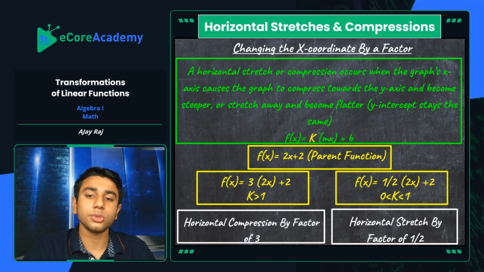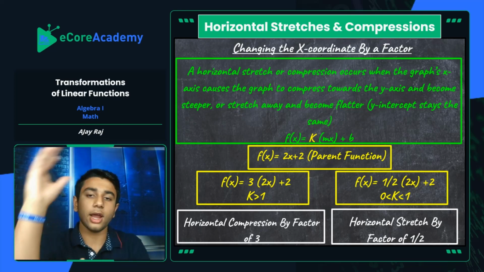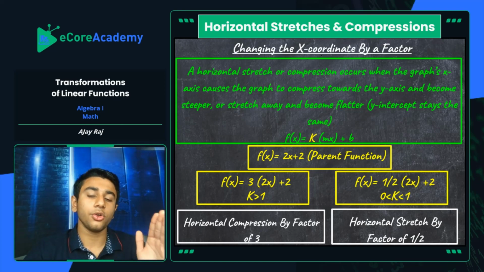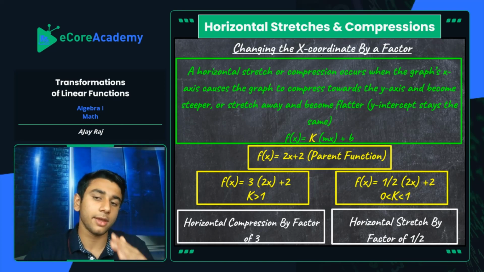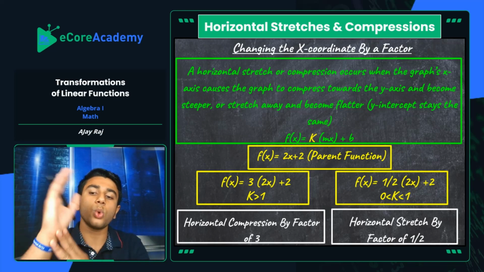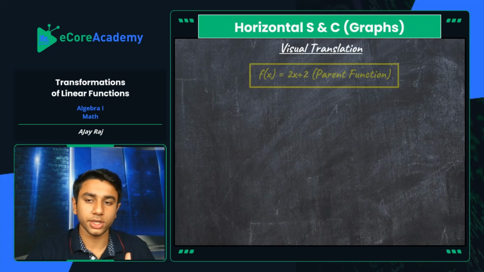The only difference between horizontal stretches and compressions and your vertical stretches and compressions is your point of rotation, where you're rotating your graph to change it. For your vertical ones, it's going to be on your x-intercept, because your x-intercept never changes. But for your horizontal, the x-coordinate is changing, and you're going to rotate it on your y-intercept instead. That's the only difference. So let me show you that visual translation.